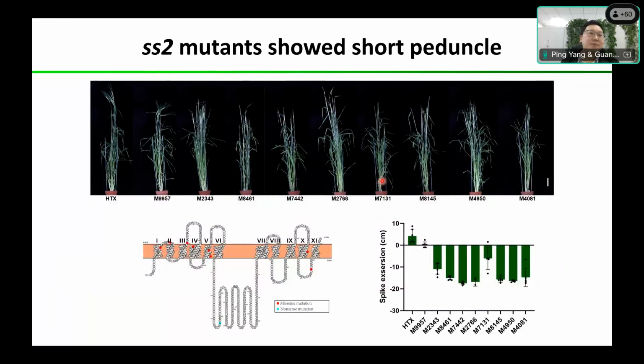The third is the SS2 locus I mentioned before. We identified around 9 independent mutants in the gene coding sequence. All the mutants show the short peduncle phenotype. However, different alleles might show different dosage effects on the length of the peduncles.